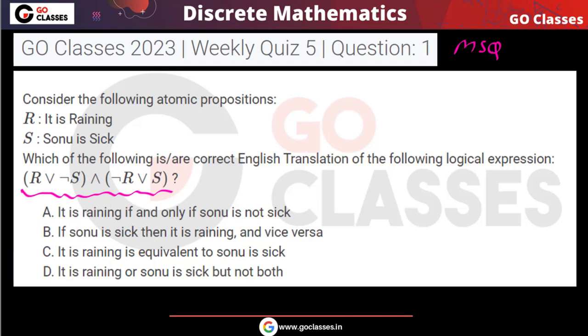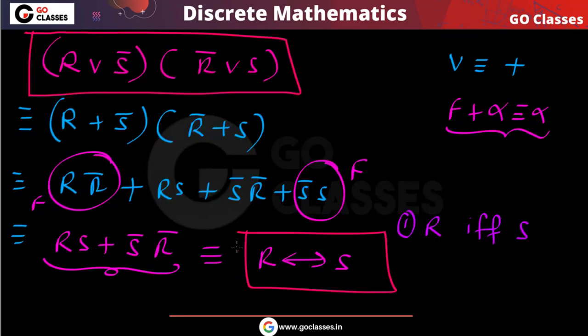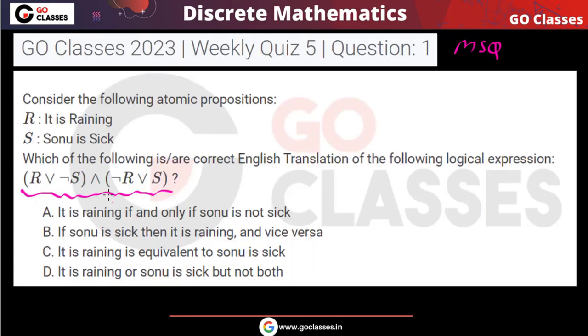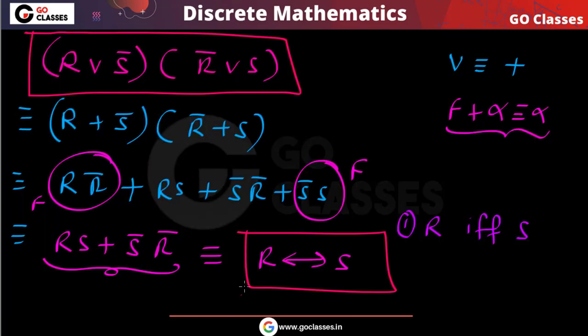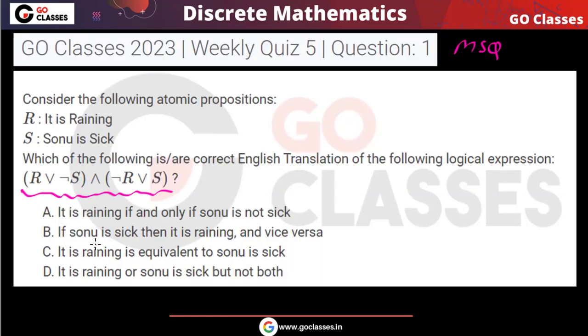So what will be the answer? Here R means it is raining, S means Sonu is sick. And remember, this expression is the same as r biconditional s. So the answer: it is raining if and only if Sonu is not sick. This is not correct, because r biconditional s means it is raining if and only if Sonu is sick. If Sonu is sick, then it is raining, and vice versa. This is correct.